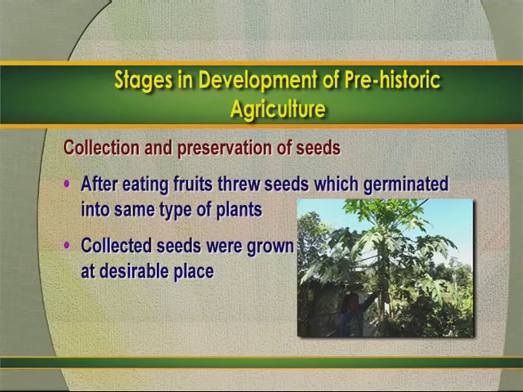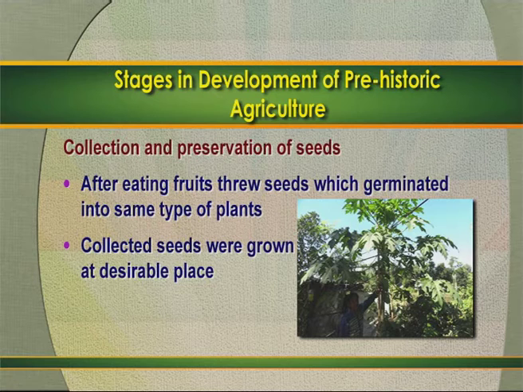They might have started conserving those plants and plant parts from dangers. The second stage started with the collection and preservation of seeds, because the gathering of food was not sufficient.